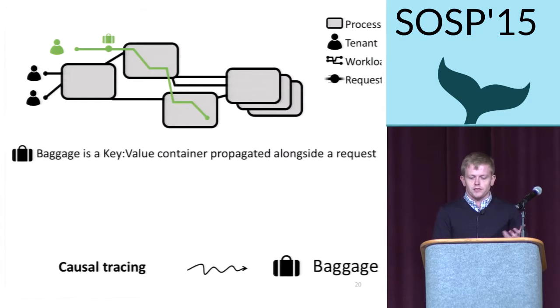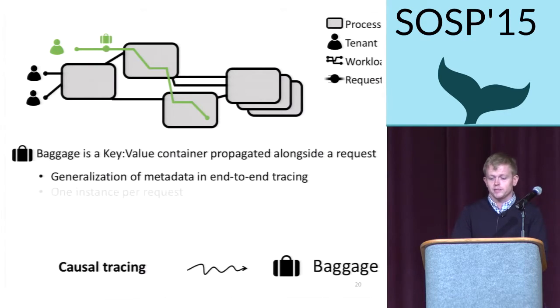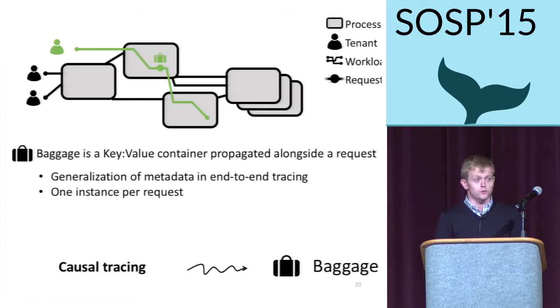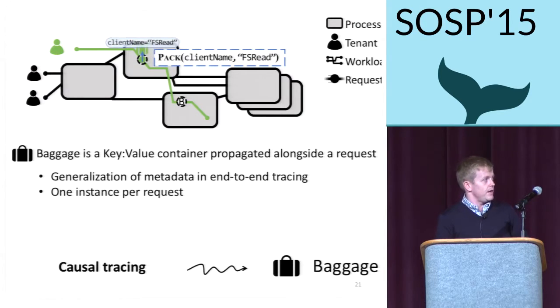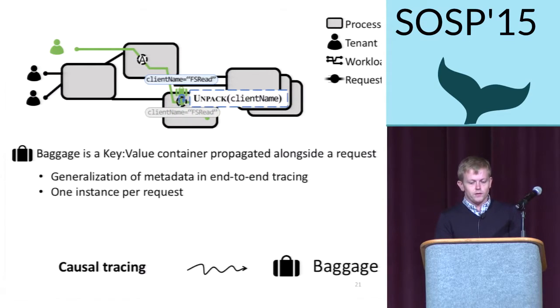Specifically, baggage is just a key value container that's propagated along the execution path of a request. It's a generalization of the metadata propagation techniques that have been used in previous causal tracing work. And it's implemented at the granularity of an individual request within a workload. With baggage, we can propagate state alongside a request for use later. For example, if we have two trace points A and B, then at trace point A, we can put the client name fsread into the baggage. Then later at trace point B, we can get the client name from the baggage, and we'll get back fsread.